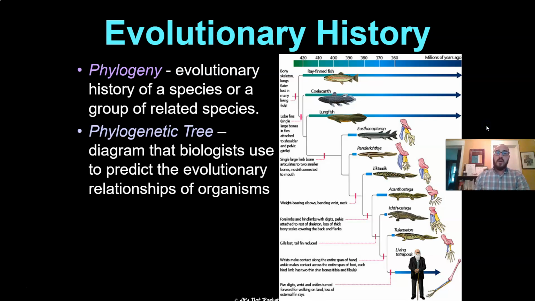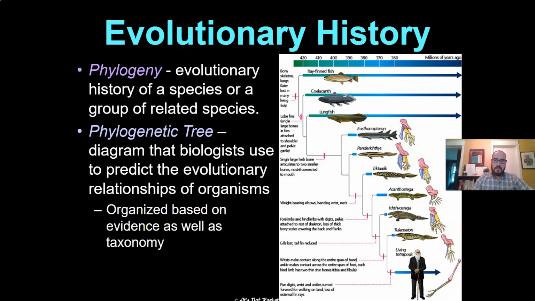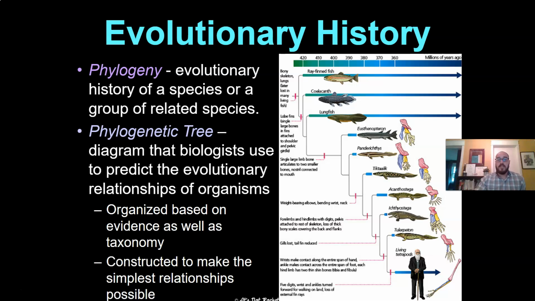So we can show how closely related things are based on their genetics, all right? We can organize them based on shared traits, shared physical characteristics. We can group them based on known taxonomy, but ultimately all of that comes from genetic evidence. And really it's constructed to make the most simple relationships possible. So if you have two organisms that have very similar genetic codes to one another, then you can make the assumption that they are going to be more closely related than things that have really dissimilar genetic codes.